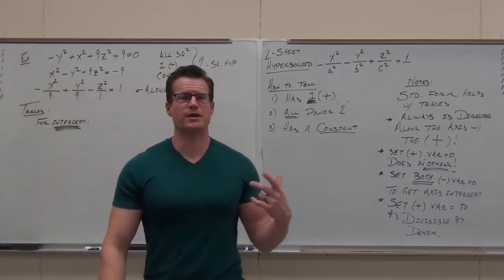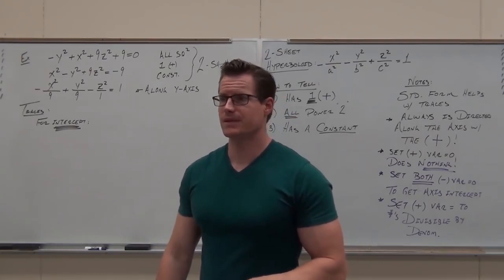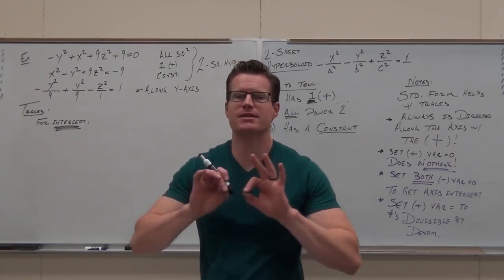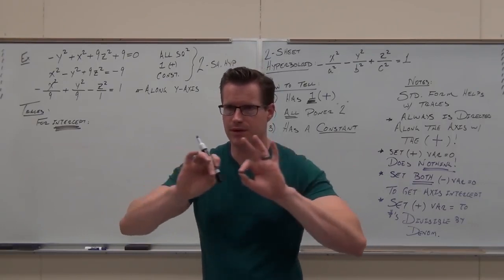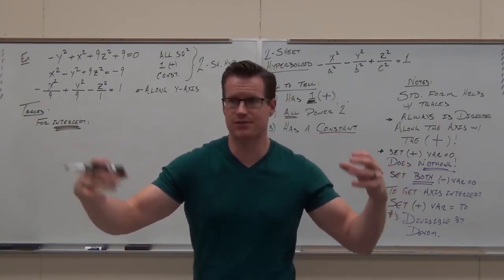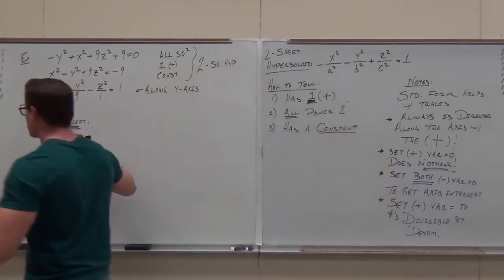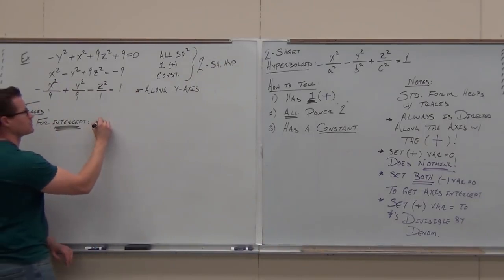Set both of your other variables equal to 0. What that does, it has to give you something on the intercept of the y-axis. It has to give you something on the alternate axis. If you set both the other variables to 0, you're on an axis. What variables should we set equal to 0, folks? X and Z.